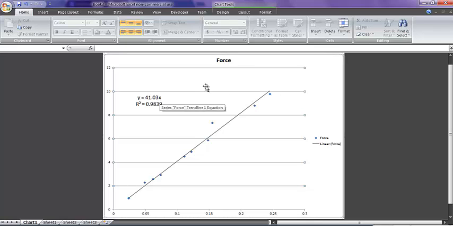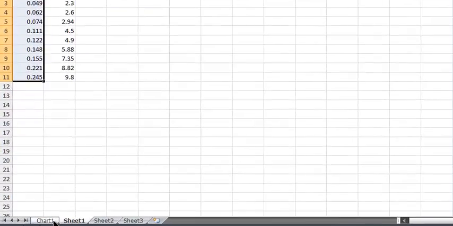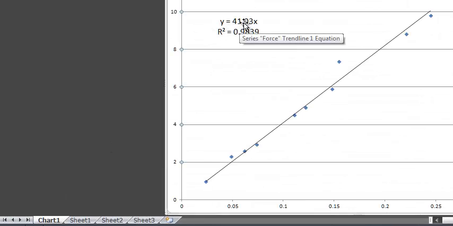So Excel tells me that the slope of my line is 41.03. I know what this data, I got from a student, and I know what spring they had, and the correct answer for their spring is 40 newtons per meter is the value of their spring constant. So 41 is pretty good.